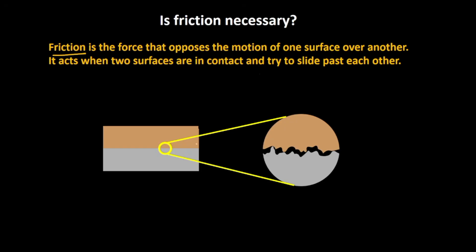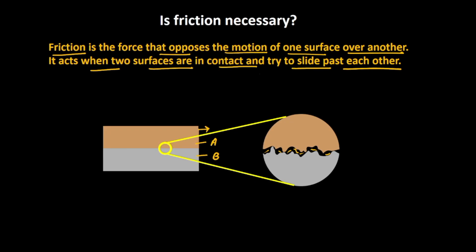So imagine that we have two objects, object number A and object number B. Now the moment object A slides over object number B, there is a relative motion, and if you see from a microscopic level, these two surfaces are irregular, they are rough. And because of this roughness, these surfaces tend to get interlocked into one another, and that is what results in the frictional force. So the frictional force is a force that opposes the motion of one surface over another. It acts when two surfaces are in contact and try to slide past each other.